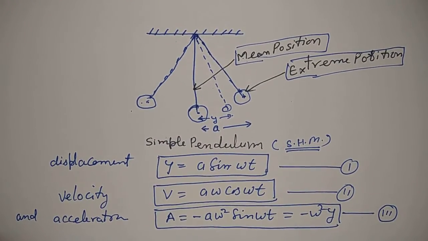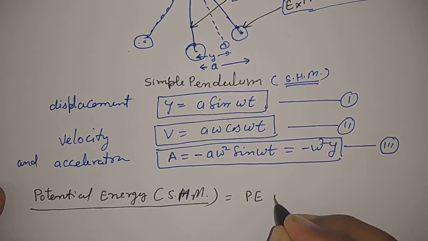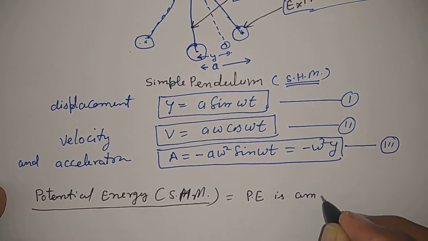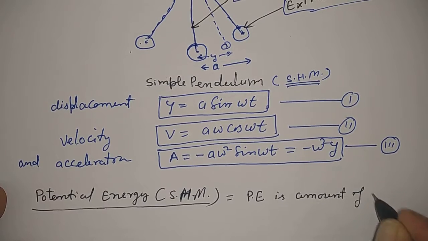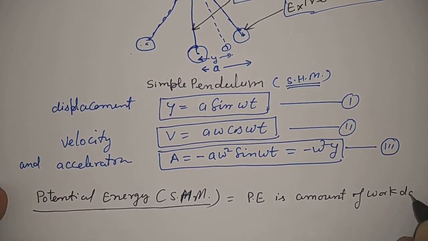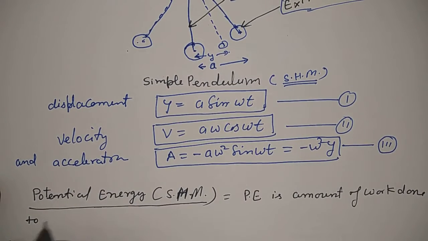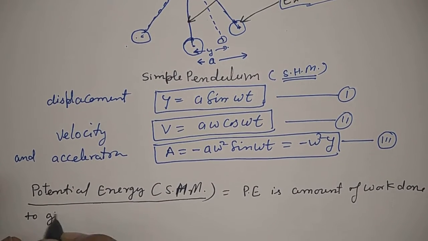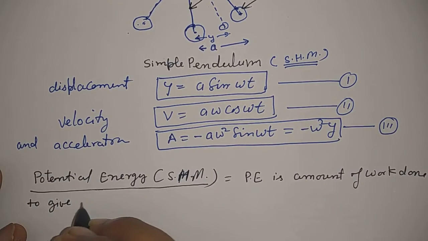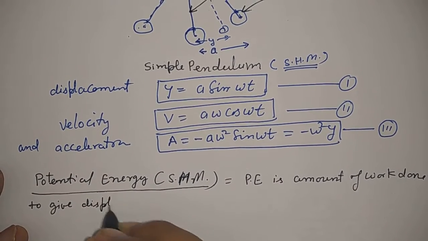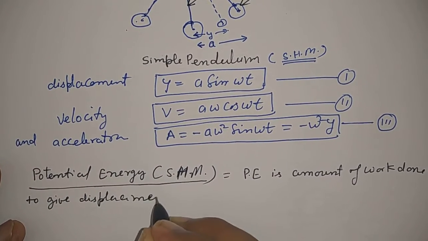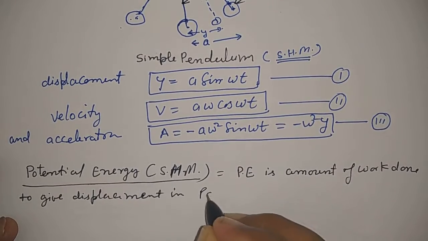So we may say potential energy is the amount of work done to give displacement in a particle.